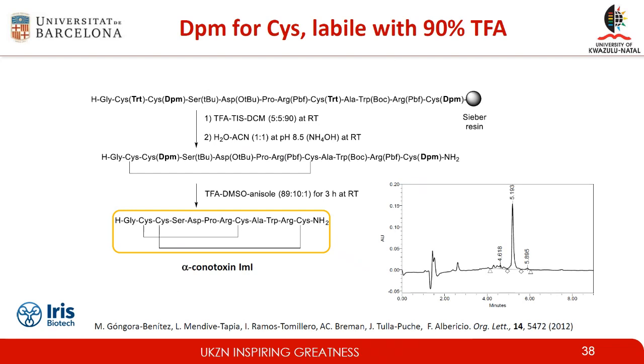In that case, we are also using a conotoxin analog. We have two trityls and two DPM. We cleave the peptide from the resin. We make the oxidation with ammonium hydroxide, pH 8.5. We have the first cycle, and then we treat with 90% TFA. We remove all the protecting groups, and then we make the oxidation. We make the cleavage and oxidation in this case at the same time, also in the presence of DMSO, and we have also the final product. This is the final peak.